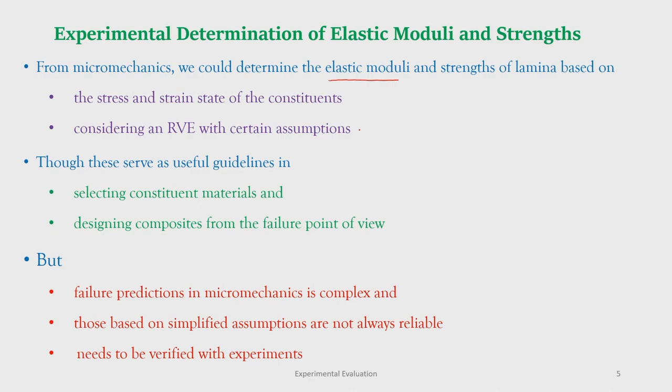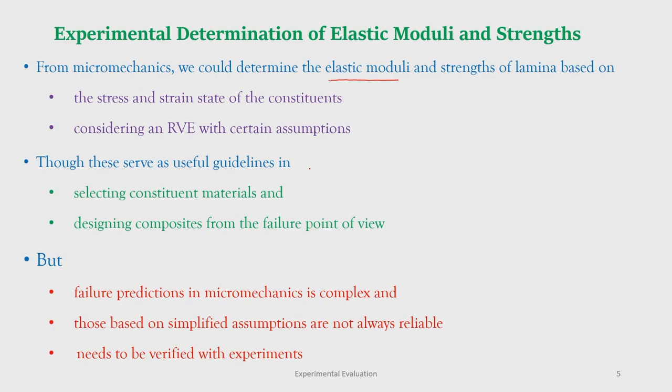What are the assumptions we made in the mechanics of materials approach? If you recall, number one, uniform fiber spacing, fibers of regular shape and size, then perfect bonding. With those assumptions, we could get expressions for the elastic moduli of the lamina in terms of the constituent properties of the fiber and matrix and the volume fraction, and similarly for the strength properties. These serve as useful guidelines for selecting the constituent materials.